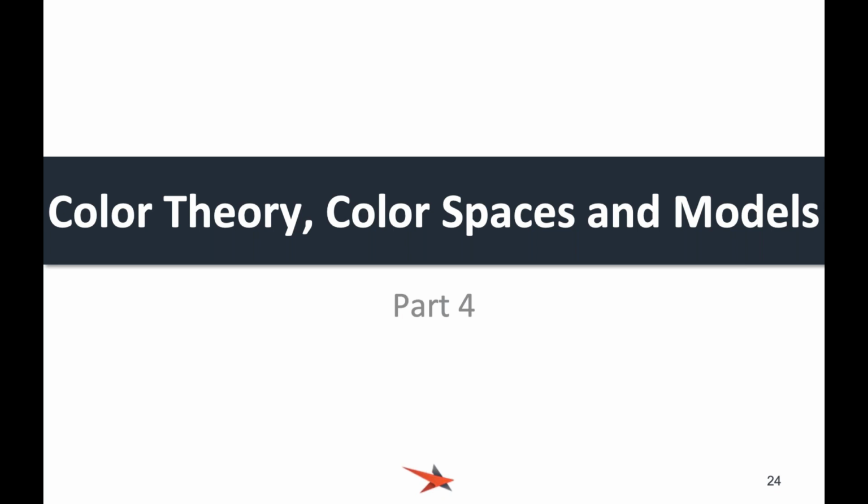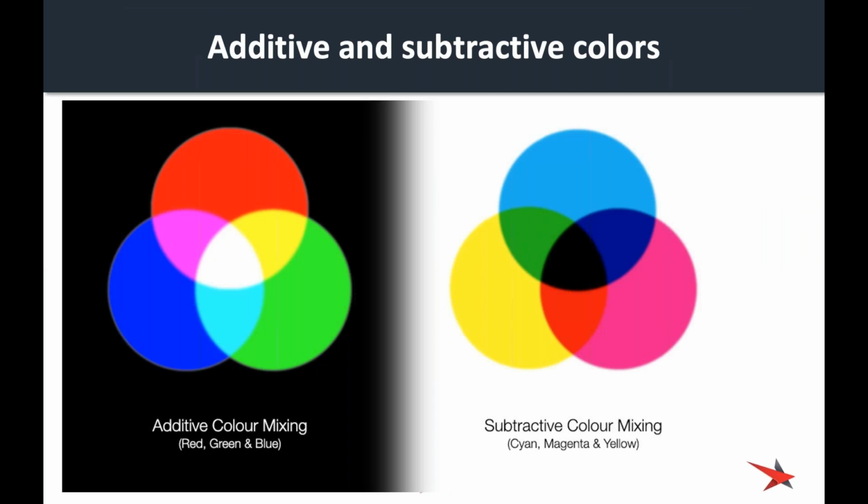Okay, so now we move on to part 4, color theory, color spaces, and color models. So previously we were talking about the theoretical basis of light, energy, color perception, and color terminology. Now we're going to start applying this knowledge to practical applications that affect how colors are prepared in a manufacturing environment.